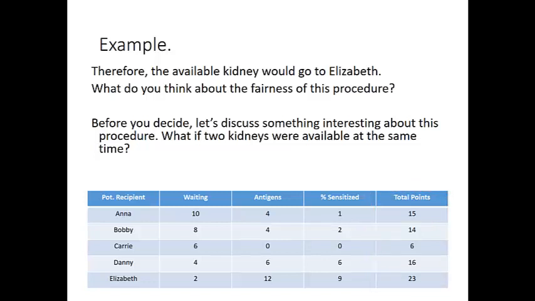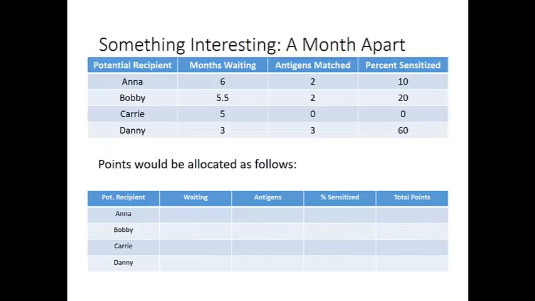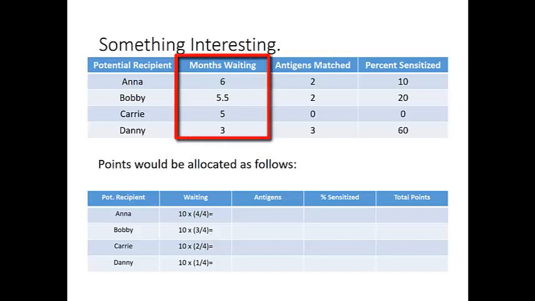Here's something interesting. Instead of them being available at the exact same time, what if they're a month apart? So the first kidney will go to Elizabeth. Suppose a month passes. Now, how will points be allocated when a new kidney becomes available? There are now 4 people on the waiting list. So our waiting points will be awarded as 10 times for Anna, 4 divided by 4, Bobby, 3 divided by 4, Carrie, 2 divided by 4, and Danny, 1 divided by 4. So Anna will have 10 points, Bobby 7.5, Carrie 5, and Danny 2.5.